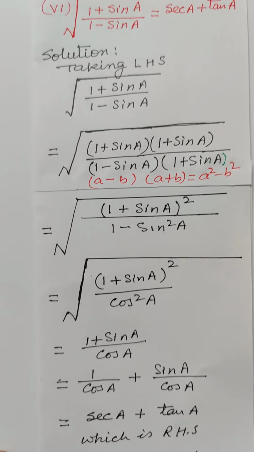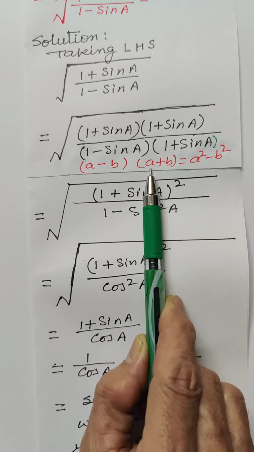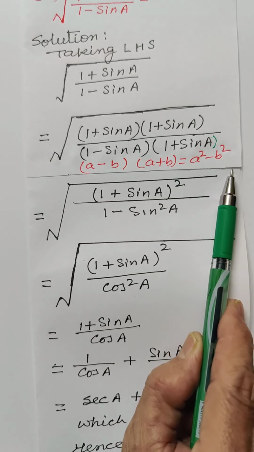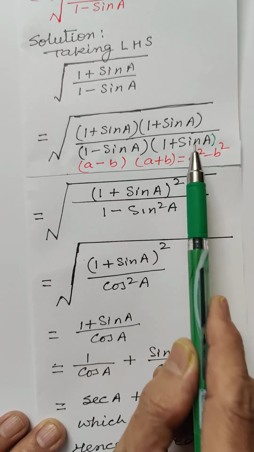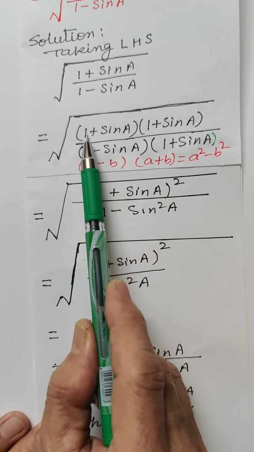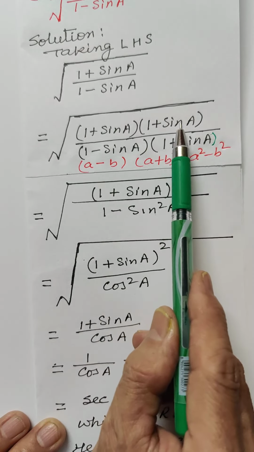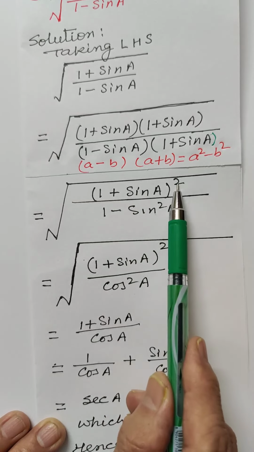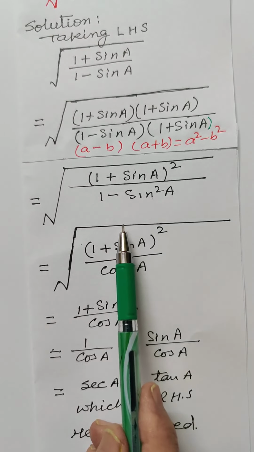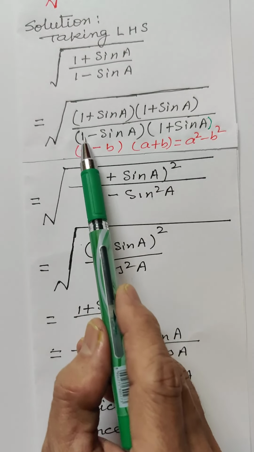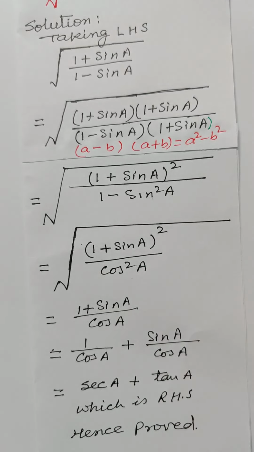We have A plus B into A minus B is equal to A square minus B square. It is A and it is B. A and B. So in the numerator, it became 1 plus sin A, since 1 plus sin A into 1 plus sin A is equal to 1 plus sin A whole square. And in the denominator, we have got A square minus B square. So 1 minus sin square A.